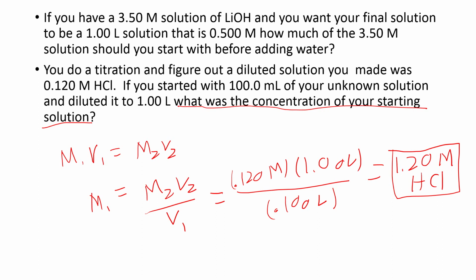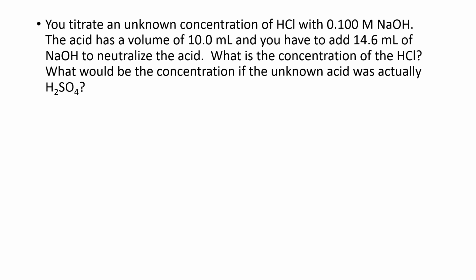Okay, let's try doing something now where we're not just going to do dilutions. Let's do some more complicated questions. So this is going to be a titration. So we titrate an unknown concentration of HCl with 0.1 molar sodium hydroxide. The acid has a volume of 10 milliliters, and you have to add 14.6 milliliters of NaOH to neutralize the acid. What is the concentration of the HCl?